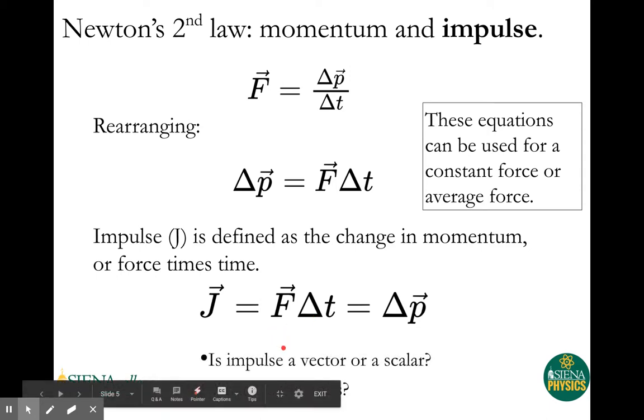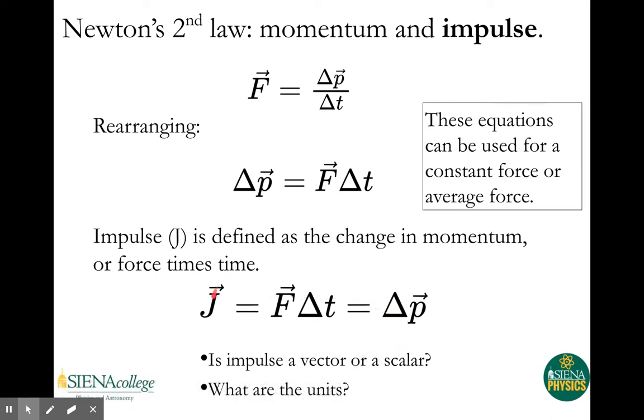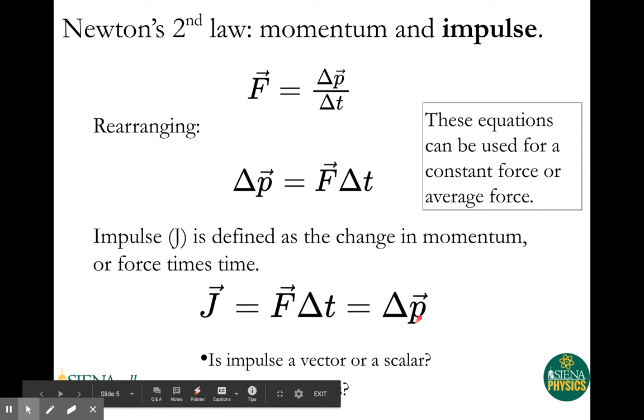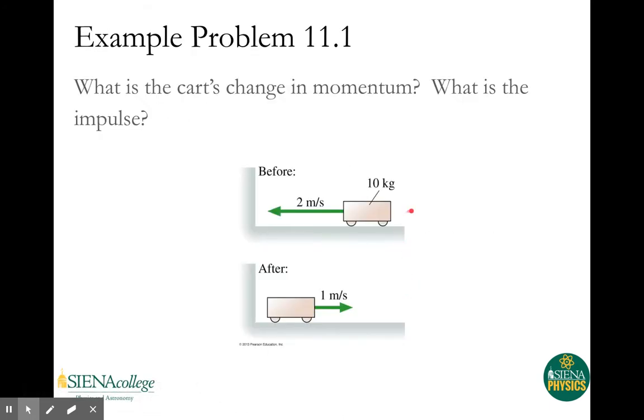So just a couple of check questions here. Is impulse a vector or a scalar? It is a vector, right, just like momentum. And its units are going to be the same as momentum. So they are kilogram meter per second. Okay. So here's an example problem.